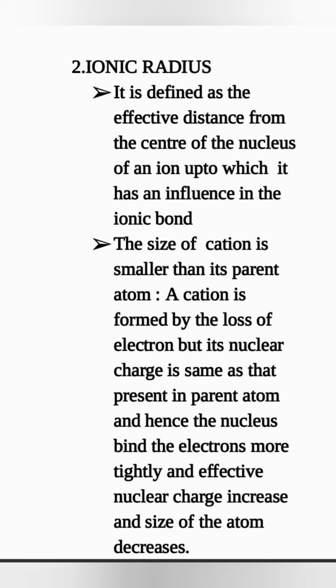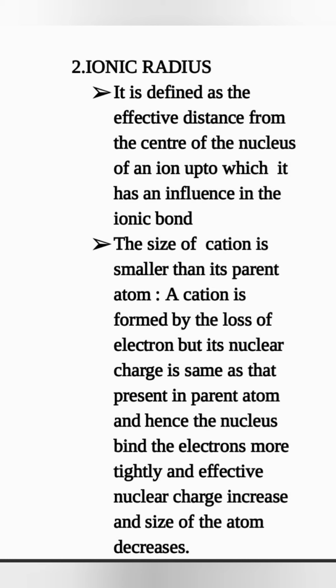It is defined as the effective distance from the center of the nucleus of an ion up to which it has an influence in the ionic bond. So in the case of ions, that means positively charged ion, that is cation, and negatively charged ion, that is anion, half of the internuclear distance is known as what? Ionic radius. So our next type of radius is ionic radius. So it is in the case of ionic compounds.